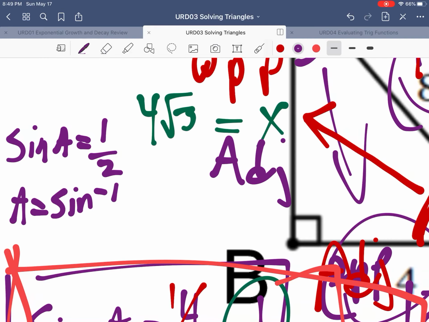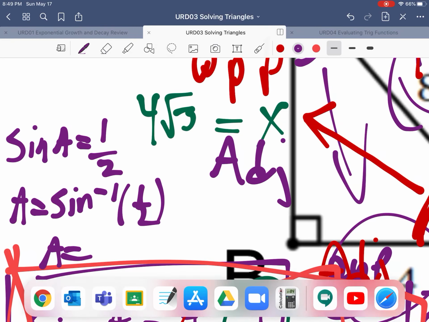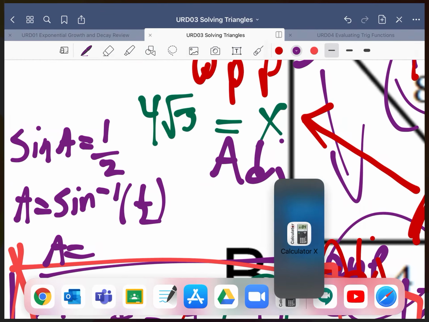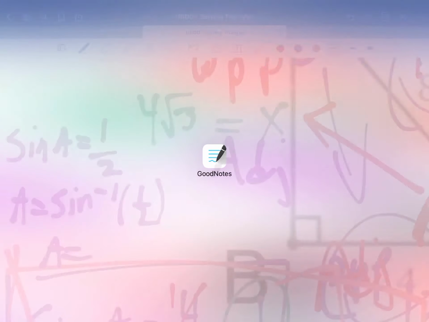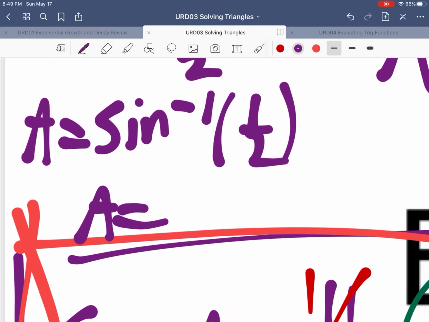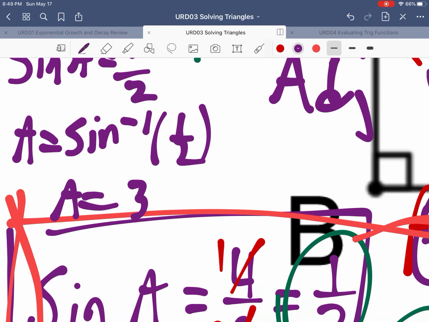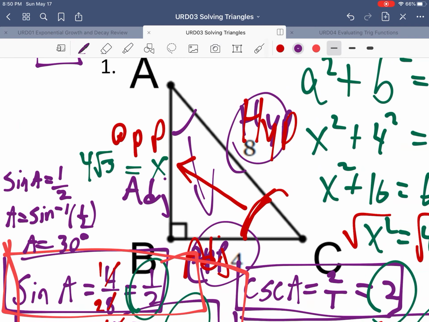So A is going to equal sine inverse of 1/2, which means angle A is going to be equal to, I need a calculator for this part. So we're going to do second sine of 1/2, which is 30, which should make sense because we should know our sine of 30 at this point should equal 1/2 because of what we've learned in the past about evaluating trig functions. So we get 30 degrees. So that is the measure of angle A.